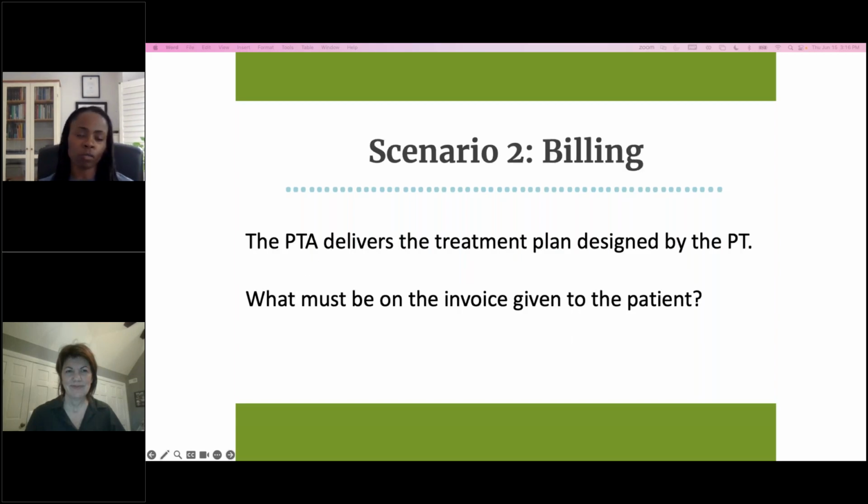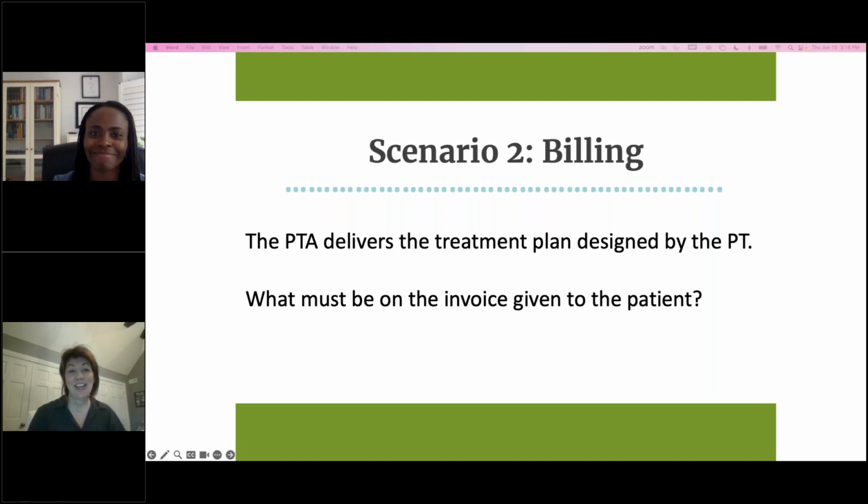So Fiona, I have a question for you. This is around billing. The PTA delivers the treatment plan designed by the physiotherapist. What must be on that invoice that we give to patients? Okay, the invoice provided to the patient should include the PTA's name, job title, and whenever they've provided part or all of the treatment.